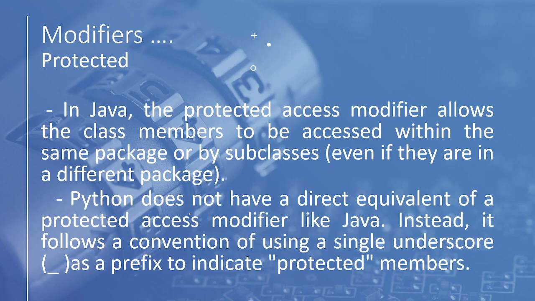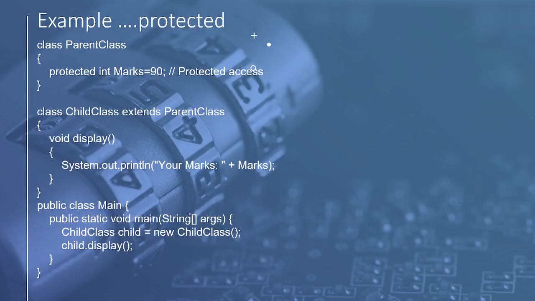But it allows or follows a convention of using a single underscore. In this case, a single one. In private, it was a double underscore as a prefix to indicate protected members. Right, now let's see an example.